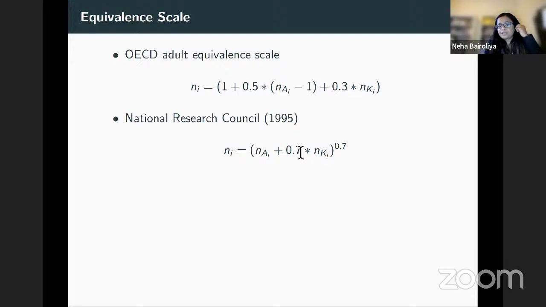We use 2 different approaches, which are very widely used. One is the OECD adult equivalence scale, which is a linear scale in the number of adults and the number of kids. So it puts a weight of 0.5 on each additional adult other than the household head, and 0.3 for each kid present in the household. The other scale we use is the one proposed by the National Research Council, which is also widely adopted in the research. It's a nonlinear scale, so it's a little bit different, and it assigns a slightly different weight to the kids.